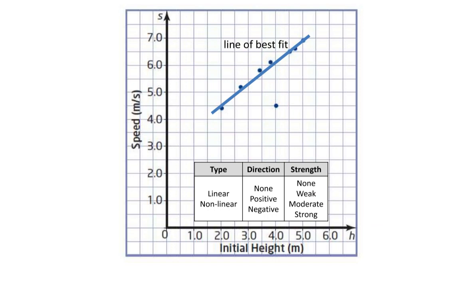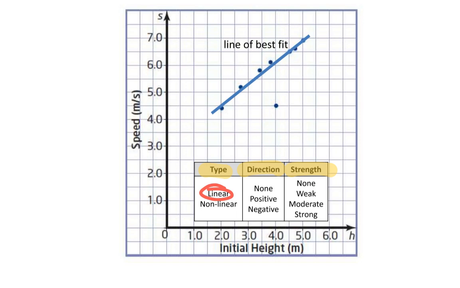Our scatterplot can be described in terms of type, direction, and strength. We're going to look at type first. Look at the blue points. Do they resemble a line or do they not resemble a line? I would say they do resemble a line, making them linear. Therefore, this is a linear relationship.